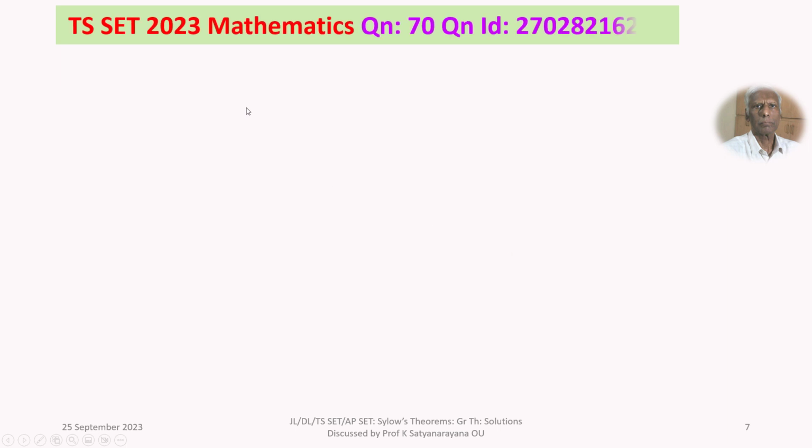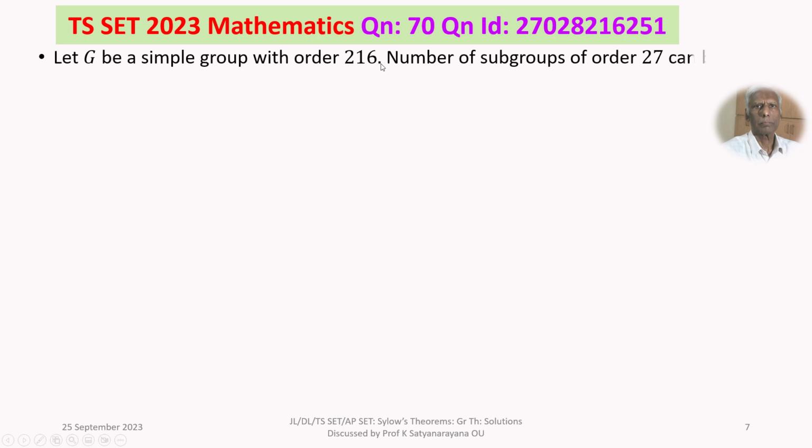Let's move to the next example. This is from the TS SET 2023 examination. The question number is 70, with this question ID. What is the question? Let G be a simple group of order 216. Then the number of subgroups of order 27 can be. Four options are given. This is the same as the question that appeared in the 2019 examination.